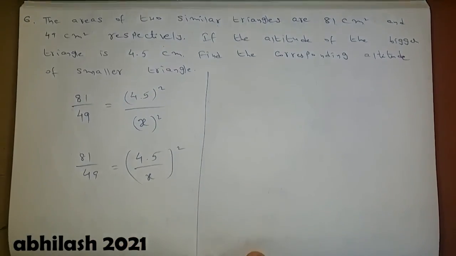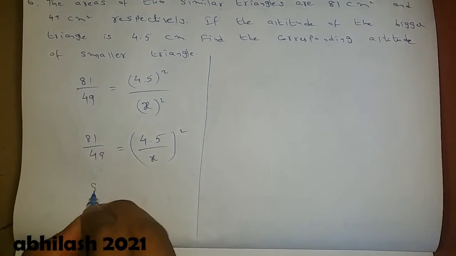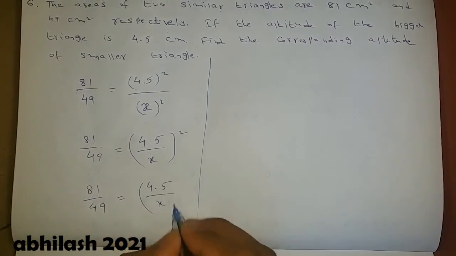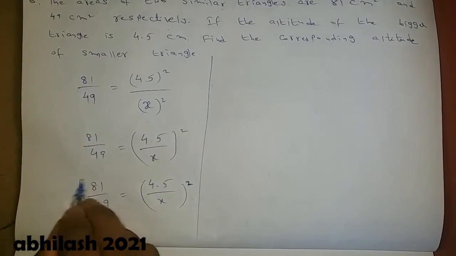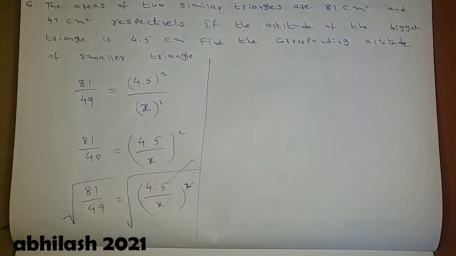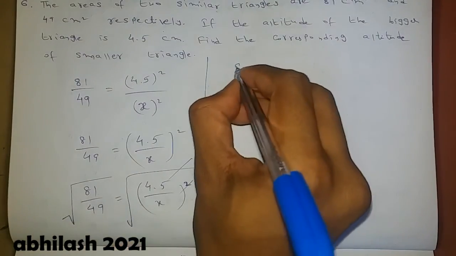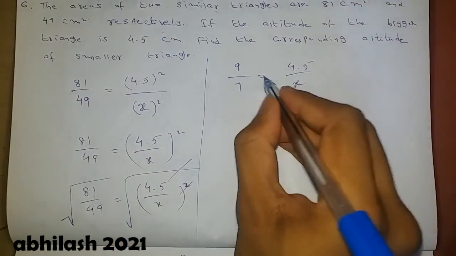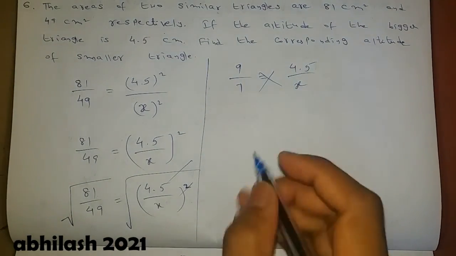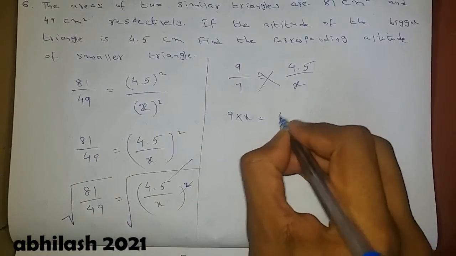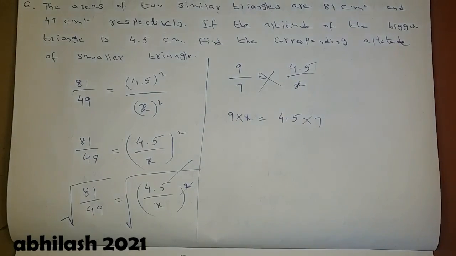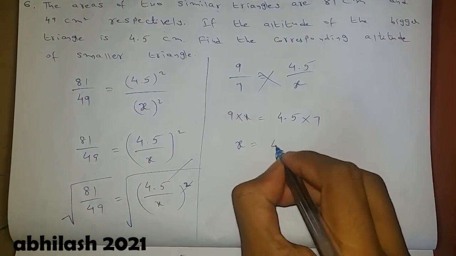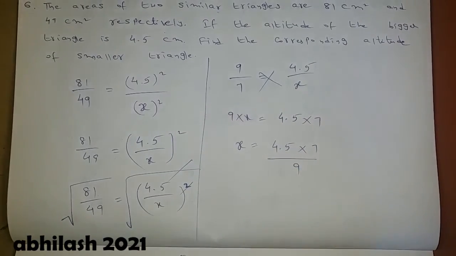whole square. Now I will apply square root on both sides. So 81 by 49 is equal to 4.5 by x whole square. I am applying square root on both sides. Here square and square root will get cancelled. The square root of 81 is 9 by the square root of 49 is 7, which is equal to 4.5 by x. If we do cross multiplication, we get 9 into x is equal to 4.5 into 7. Now we want the x value, so x is equal to 4.5 into 7 whole divided by 9.